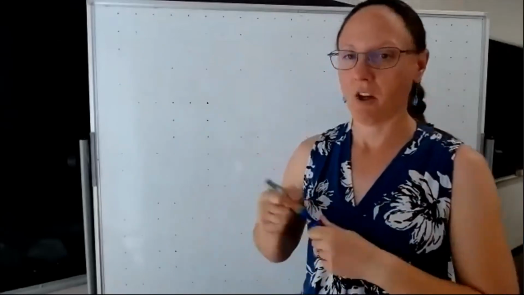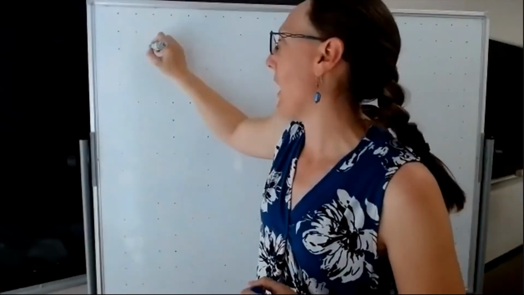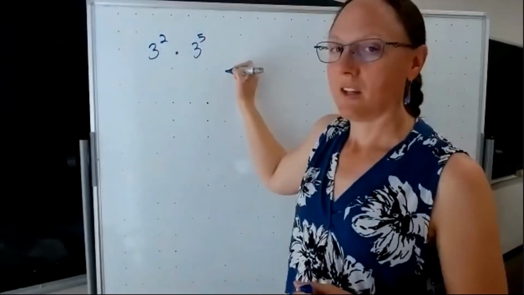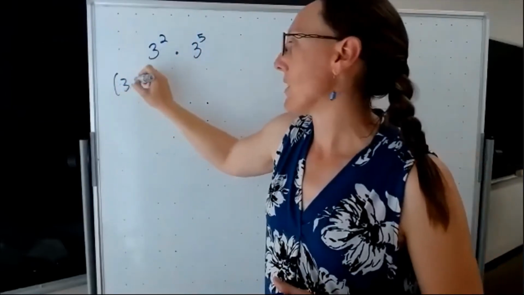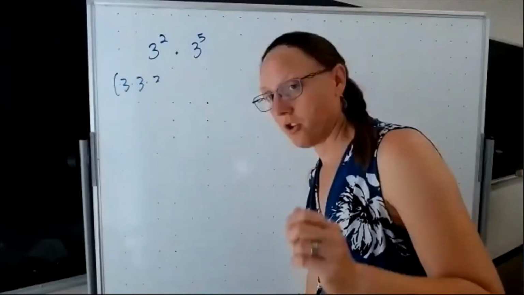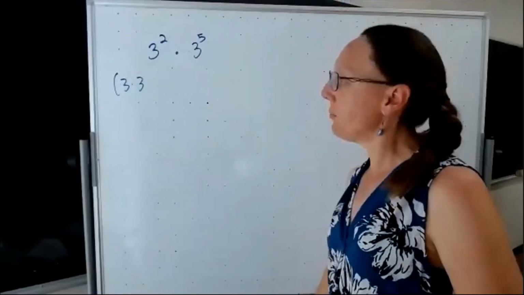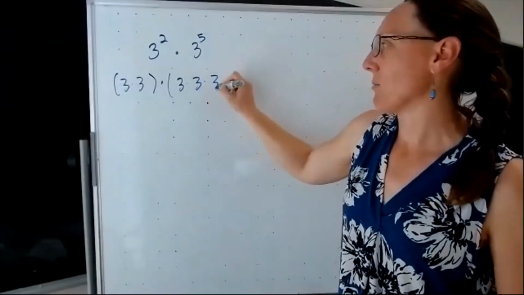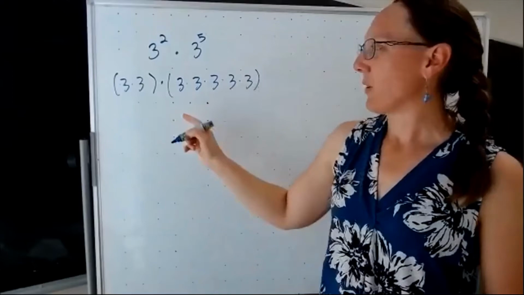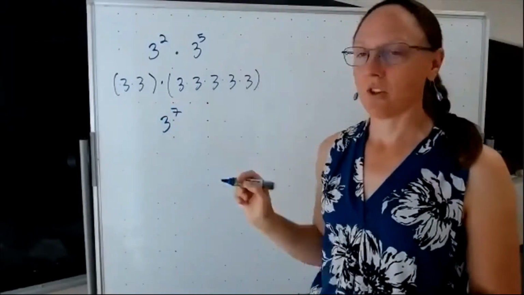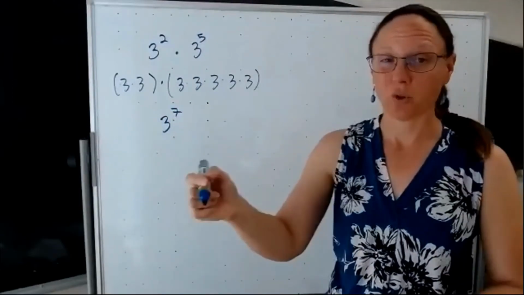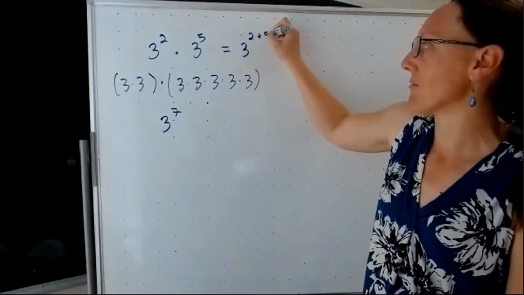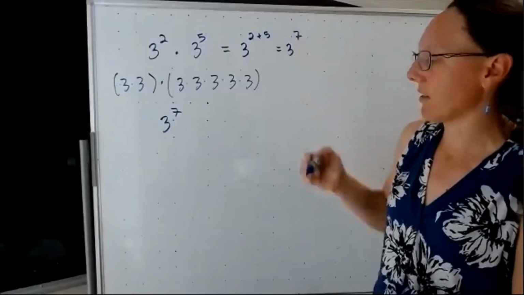Quick recap, additive law of exponents. If I had 3 squared times 3 to the 5th, we could write this out, and that's 3 times 3 times, no, it's 2 of them because that's a 2. And we could write this out, and that's 3 times 3 times 3 times 3 times 3. And then we looked and we said, oh, well, that's 7 3s altogether. Or shortcut wise, additive law of exponents, that's 3 to the 2 plus 5, which is 3 to the 7th. Cool.